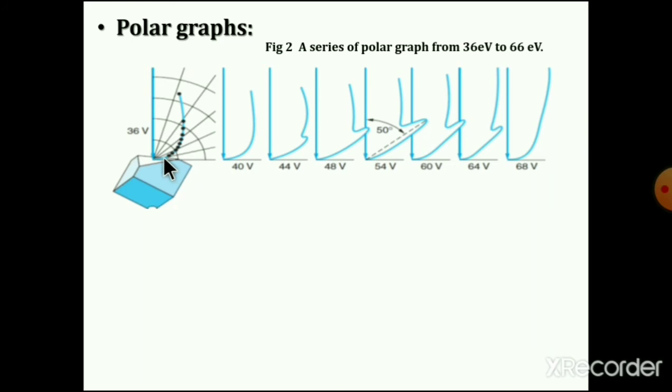What happens here is that at higher angle, the scattered electron beam intensity is lower. It goes on increasing, and the nature of the graph is very smooth here. That graph is plotted at the accelerating potential of 36 volt. Now, if this accelerating voltage goes on increasing from 40 volt to 66 volt, we get the various polar graphs. The first polar graph is at 36 volt, this one.